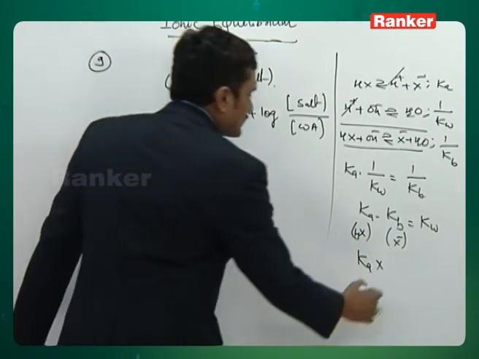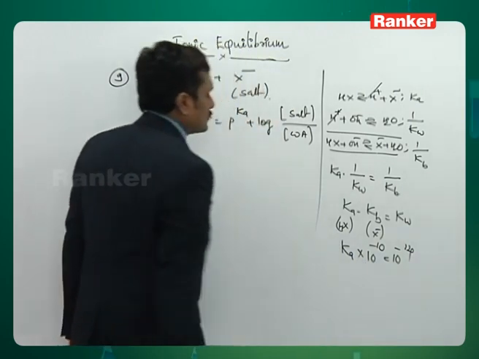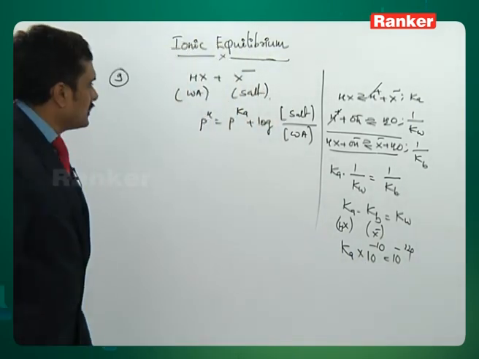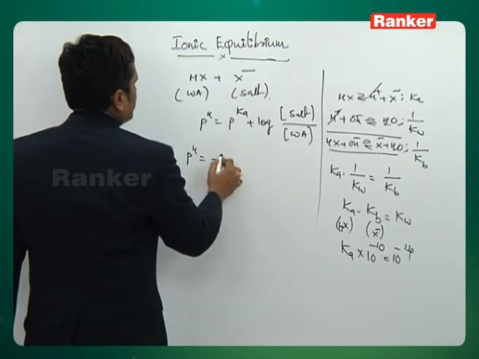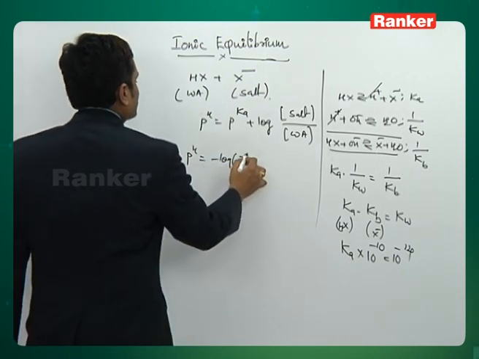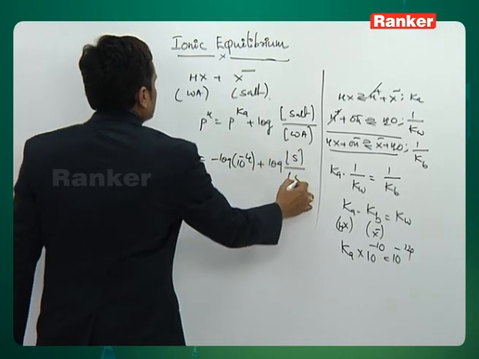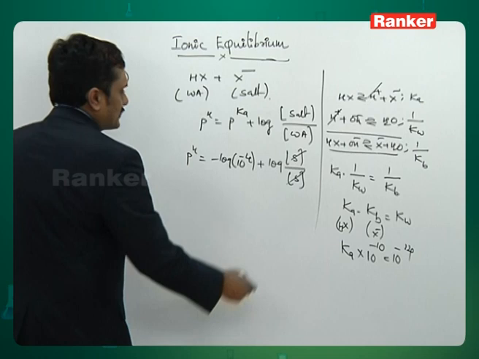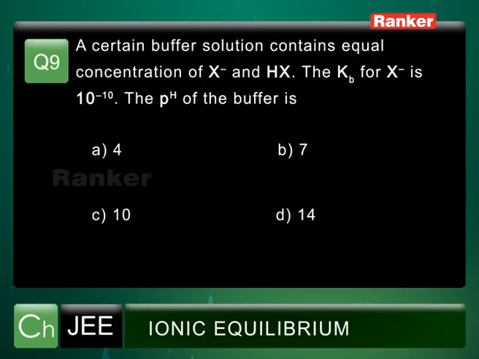Now from this relationship we have been given the Kb of X minus, so therefore Ka into 10 to the power minus 10 is equal to 10 to the power minus 14. Kw value I am writing at 25 degrees Celsius. So we know that the Ka is turning out to be 10 to the power minus 4. So when I substitute here with the equal concentration of the salt and the weak acid, you are going to get the log term as 0. So pH is turning out to be 4. So therefore the correct answer for this question is option A, that is pH equal to 4.